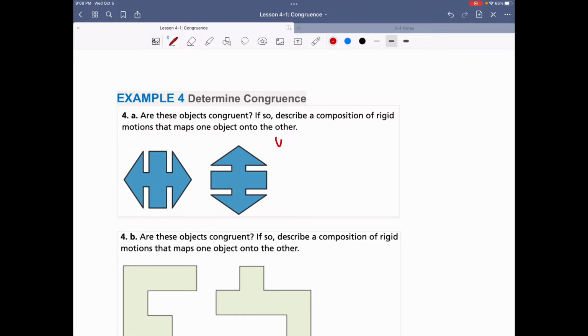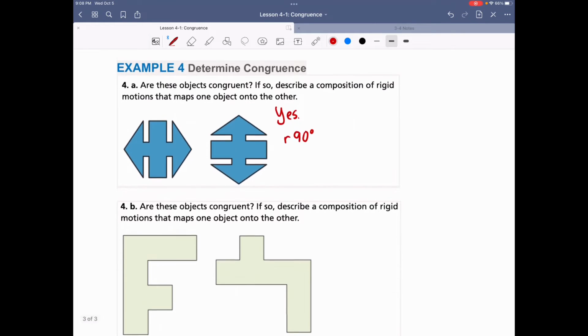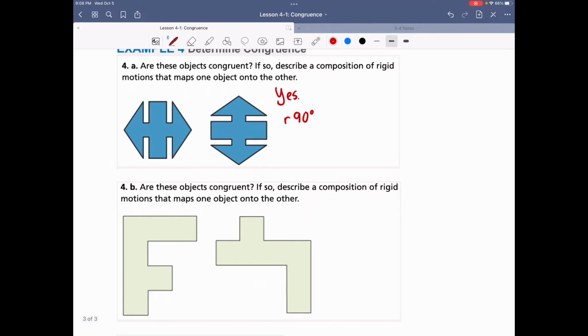So yes, and it would be a rotation, remember little r, of 90 degrees. So a quarter turn. And maybe also after the 90-degree rotation, a translation.